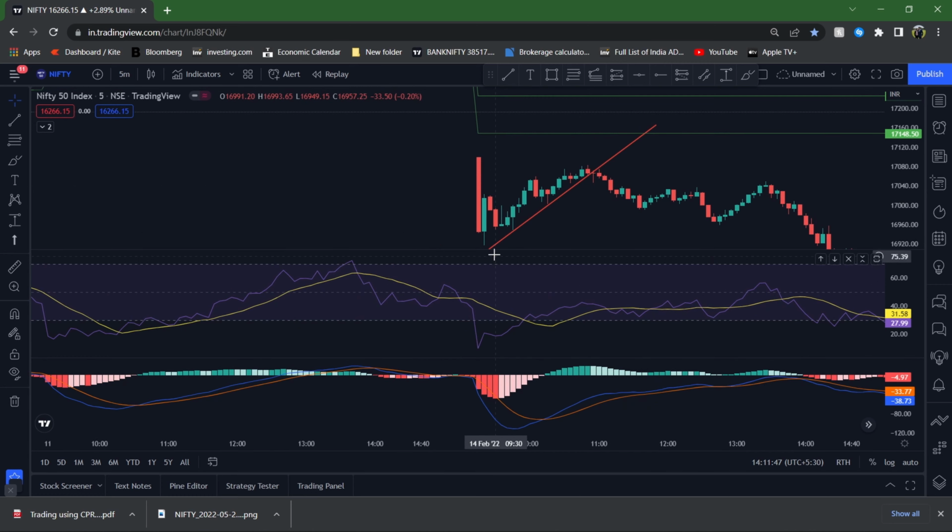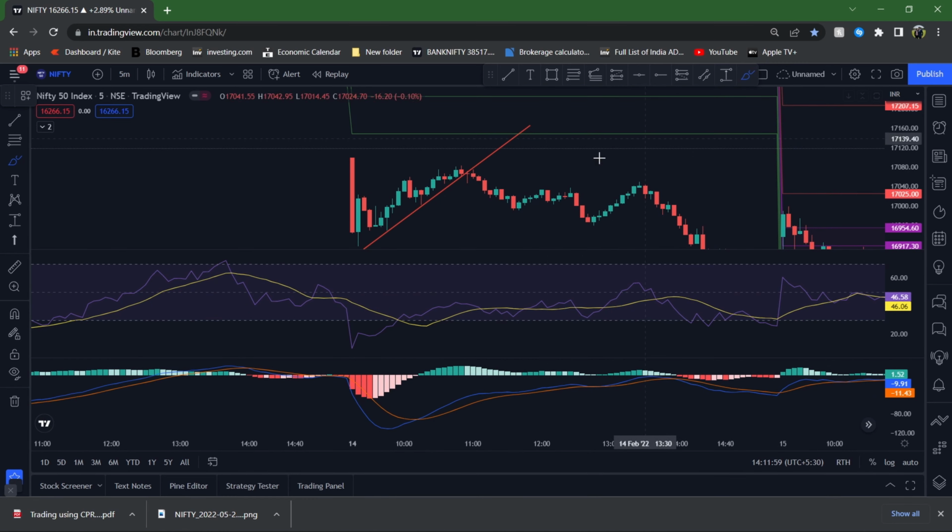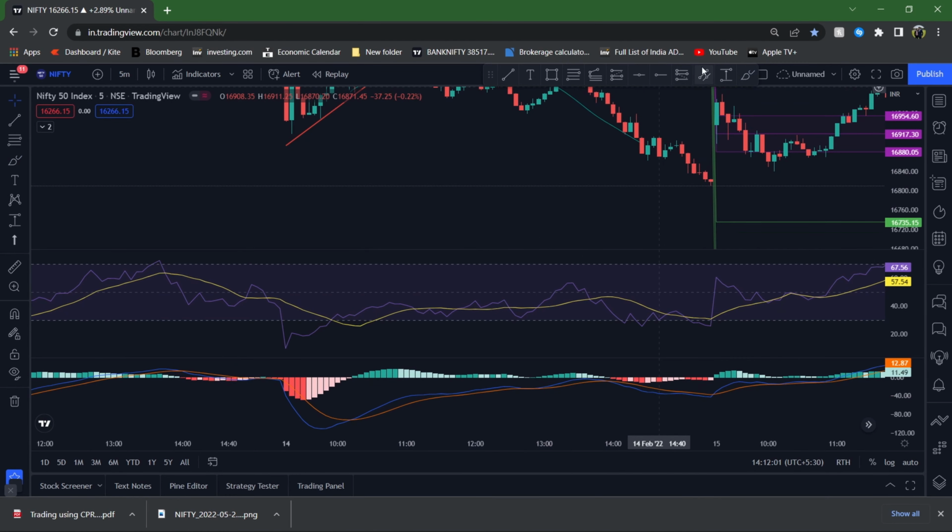RSI would have told you it's oversold, so let's go and buy because this is value. And with MACD, we had a MACD divergence, so you'd have gone and bought this market. What happened? The market reversed and it ended up at the day's low.